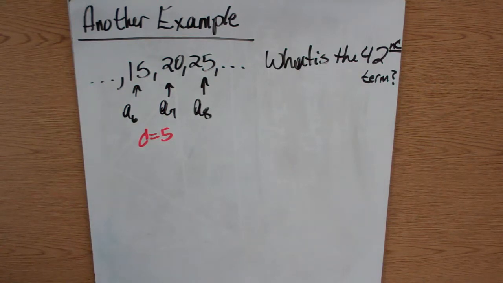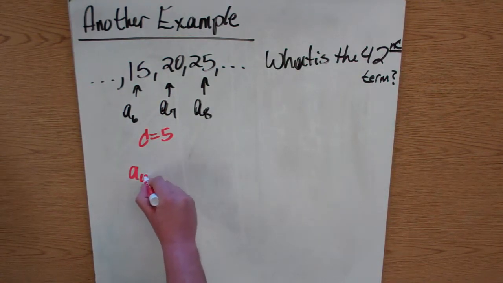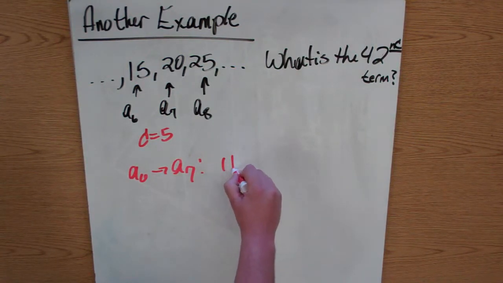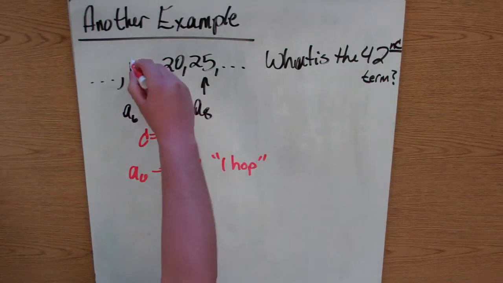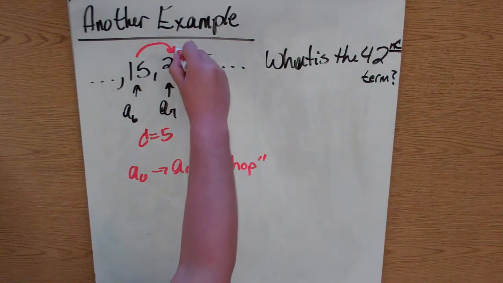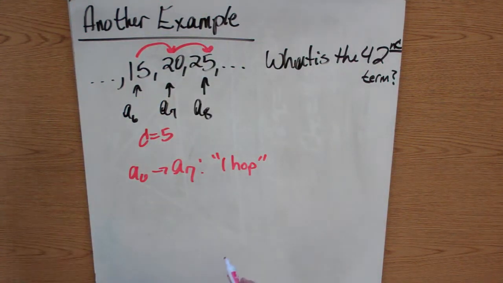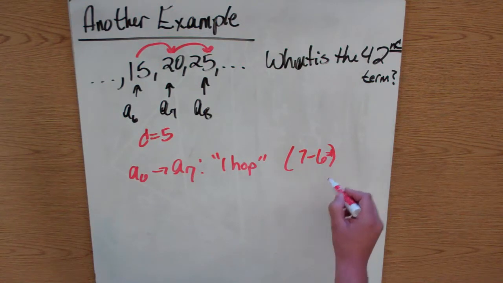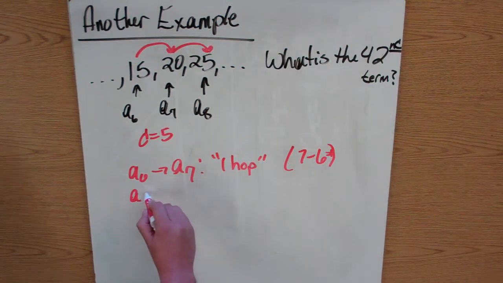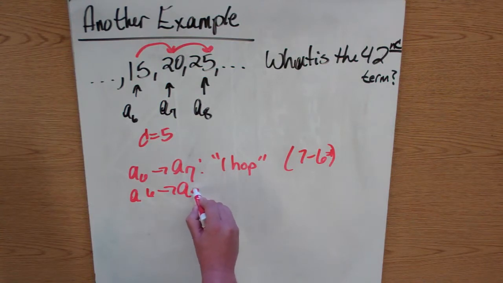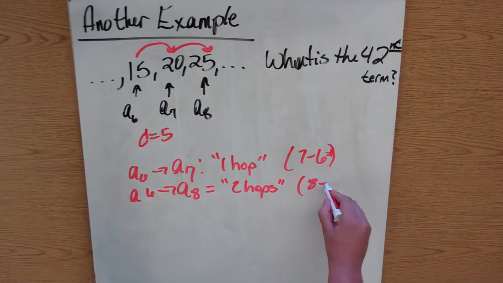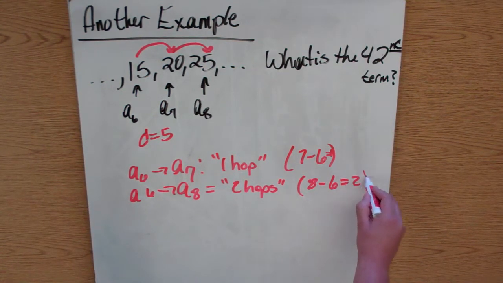Okay? But if you notice, if we went from A6 to A7, that's kind of like one hop, so to speak. Right? Because if you went from here to here, that's one hop. From here to here is 2 hops. And of course, 7 minus 6, that's only 1 hop. To go from A6 to A8, that's of course 2 hops, because 8 minus 6 is 2.